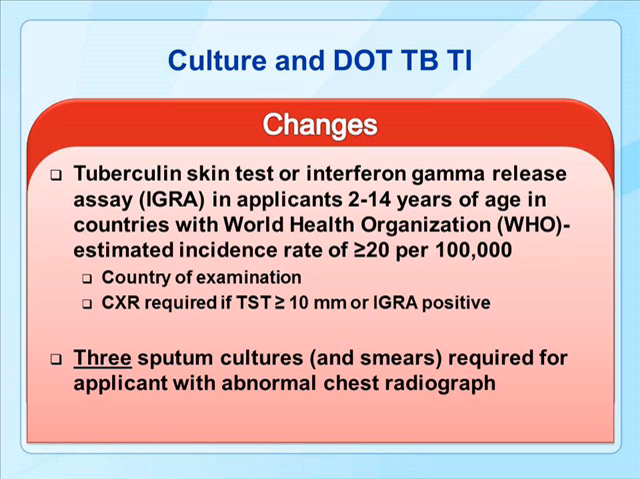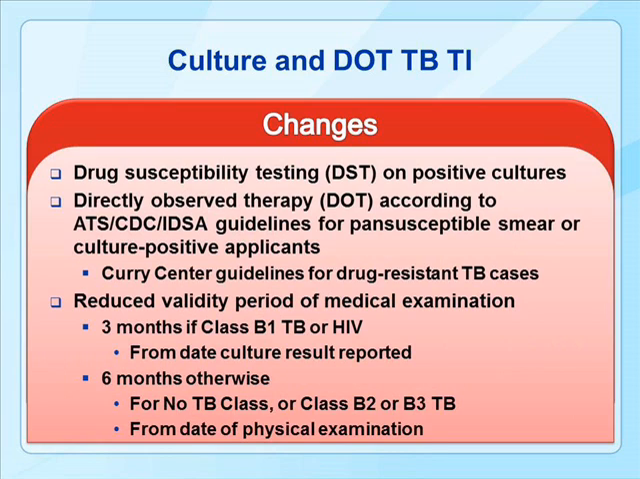In addition, 3 sputum cultures were made a requirement in addition to smears for any applicant with an abnormal chest X-ray. Drug susceptibility testing was made a requirement on any positive cultures, given that there was so much resistance found in certain populations that are screened overseas, depending on the country of origin. Directly observed therapy was made the standard of care for treatment of these patients once diagnosed with active tuberculosis overseas.